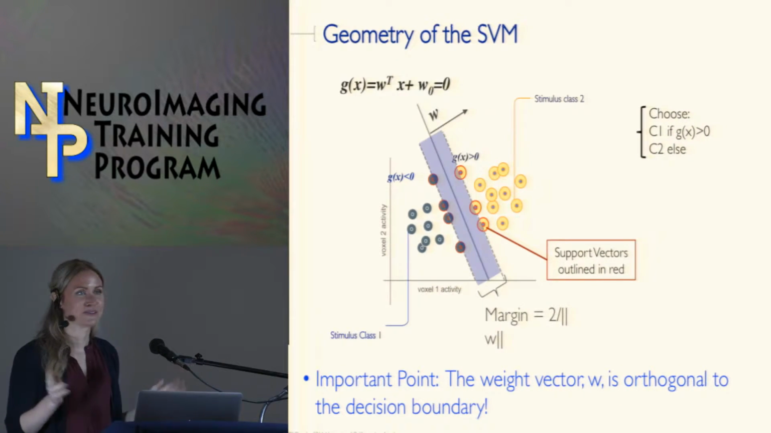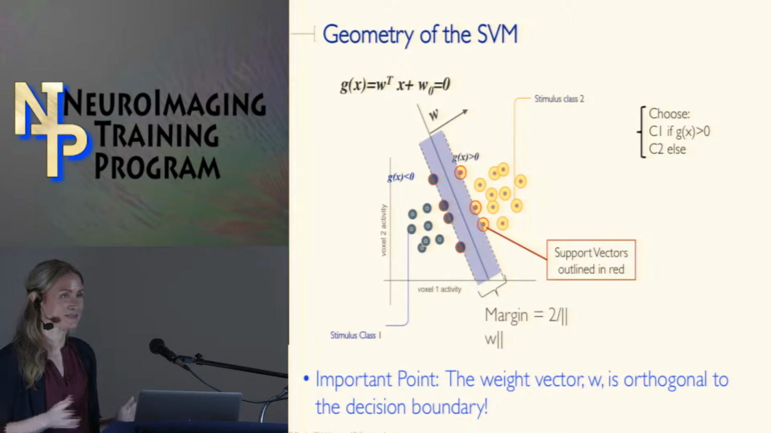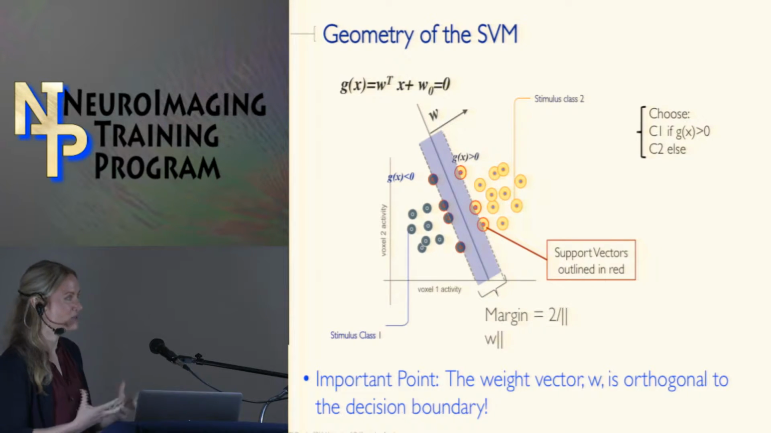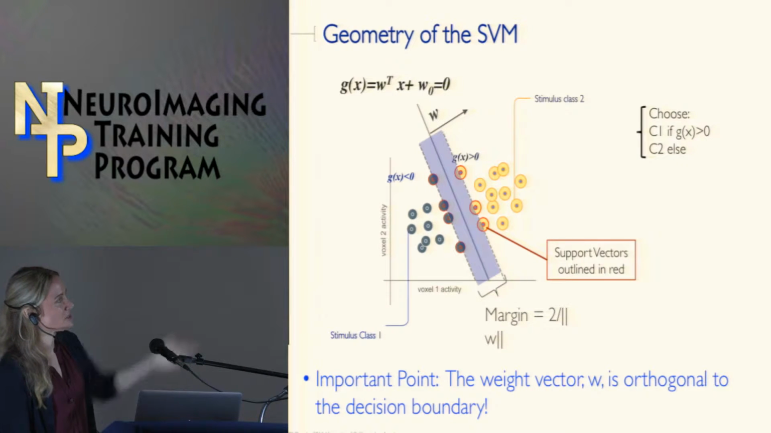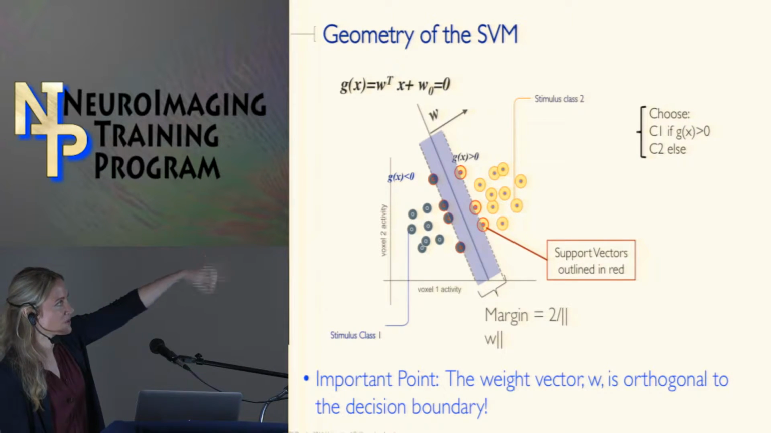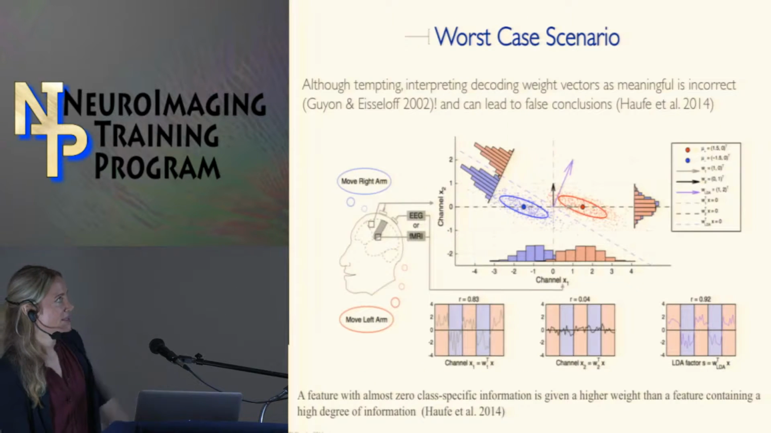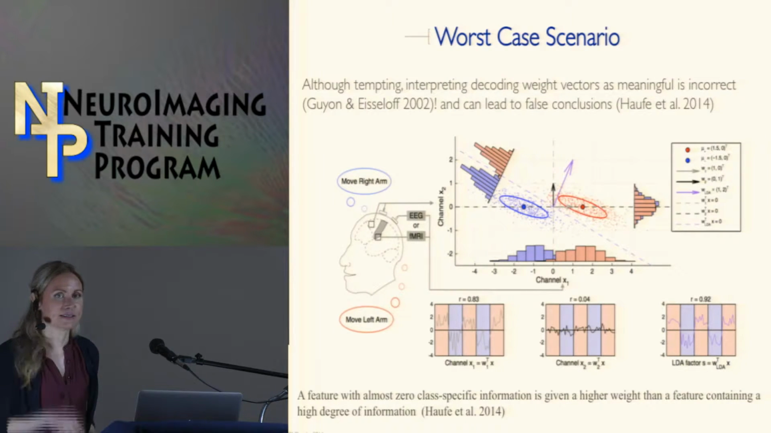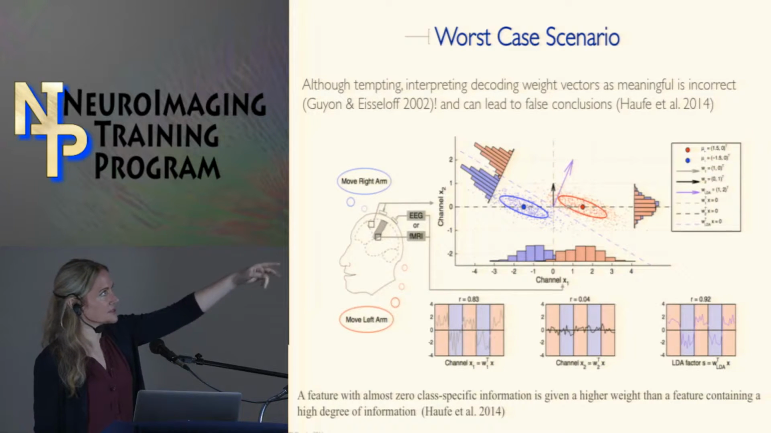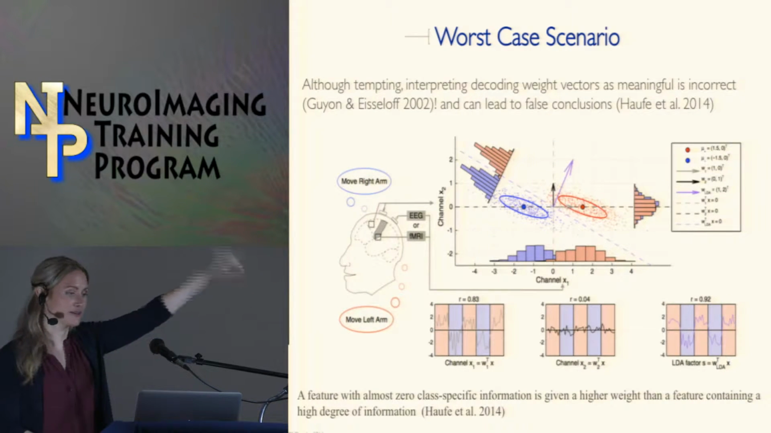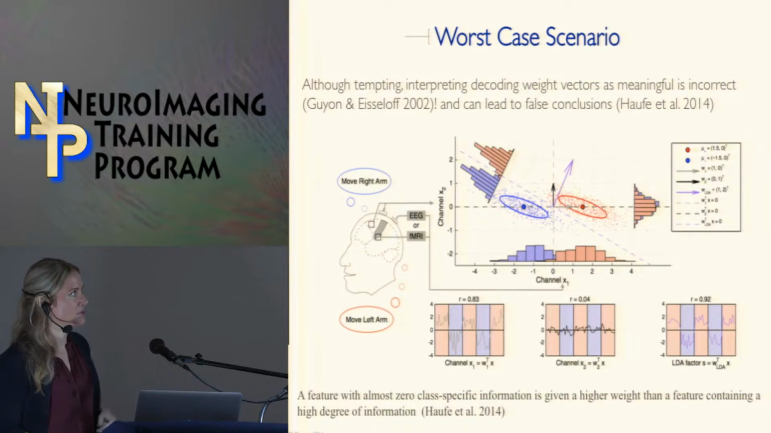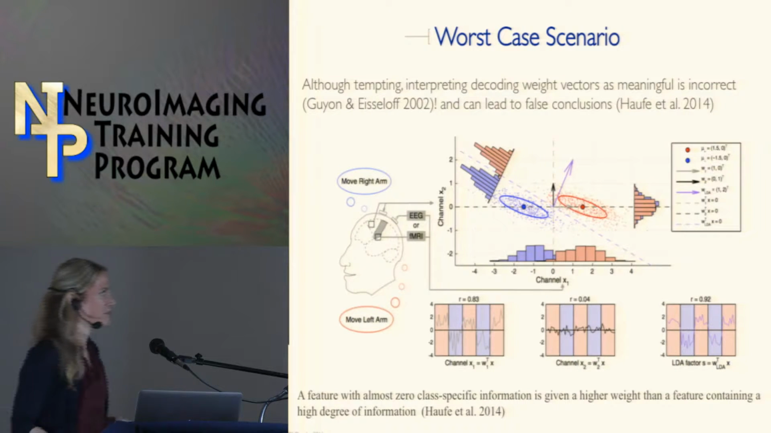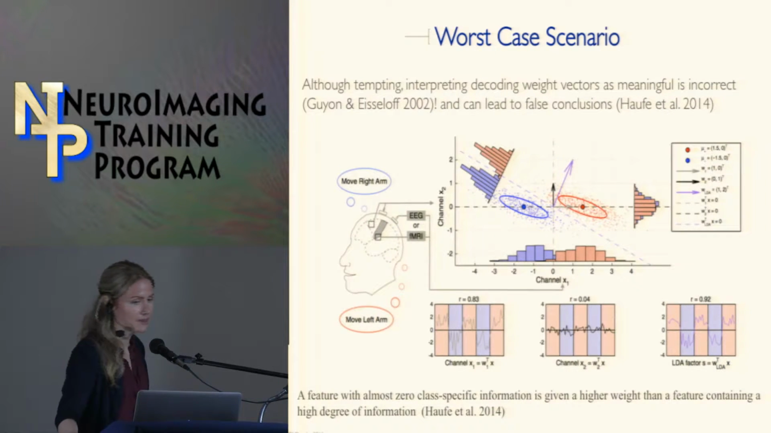So I'll repeat this one last time, because now I'm about to explain why it's difficult to interpret the weight vector. Just note that this W vector is orthogonal to the decision boundary. This is a worst case scenario that was pointed out by Stefan Haufe in 2014. It was also pointed out by Guyon and Elisseeff in 2002, which is that interpreting these weight vectors doesn't really make sense. So it's worth spending a moment thinking about what this figure actually means.